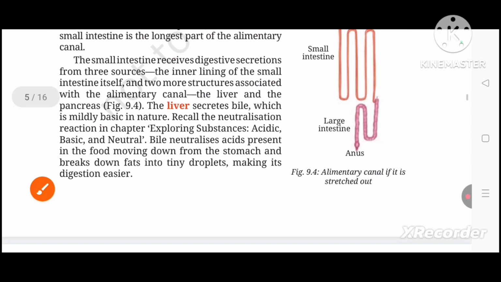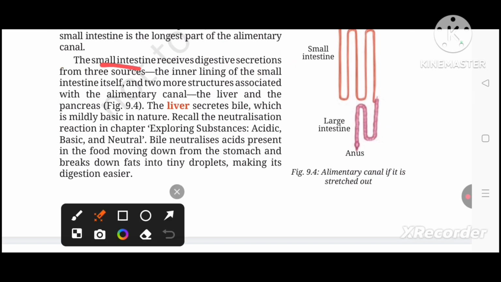The small intestine receives digestive secretions from three sources: the inner lining of the small intestine itself and two more structures associated with the alimentary canal, the liver and the pancreas. Students, please focus on this highlighted point and note it down. The liver secretes bile, which is mildly basic in nature. Recall the neutralization reaction in the chapter Exploring Substances: Acidic, Basic, and Neutral. The bile neutralizes the acids present in the food moving down from the stomach.